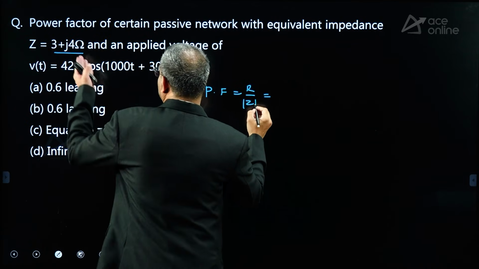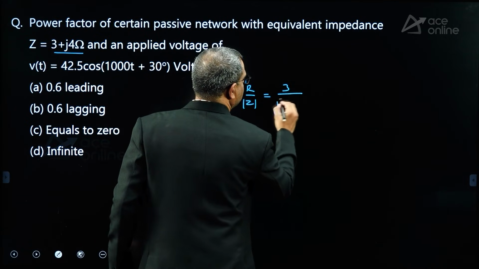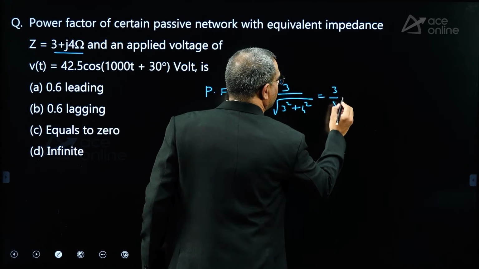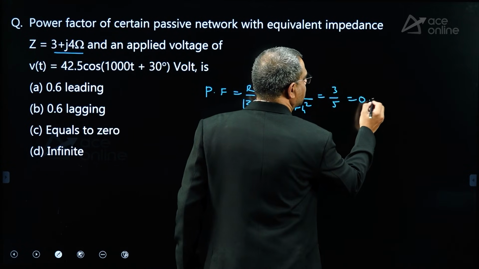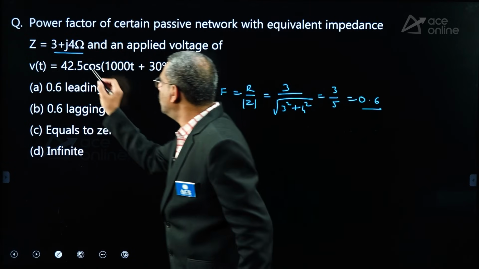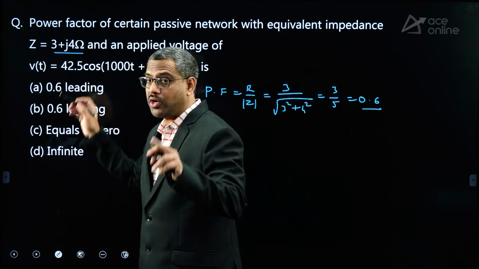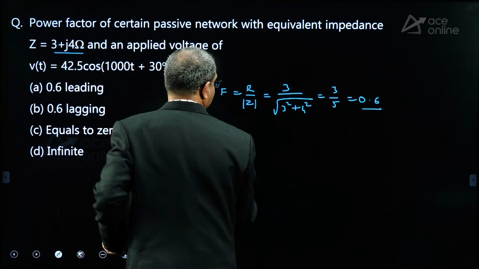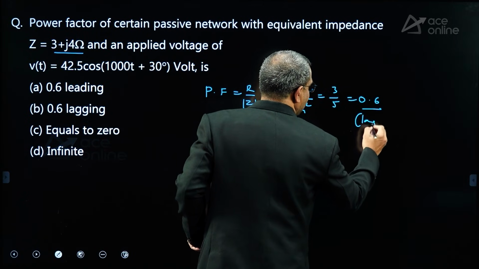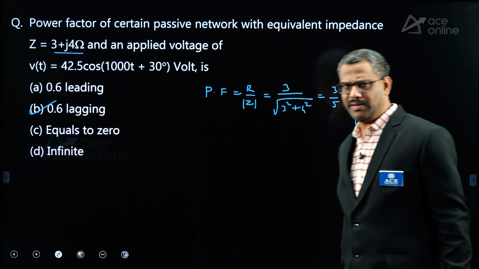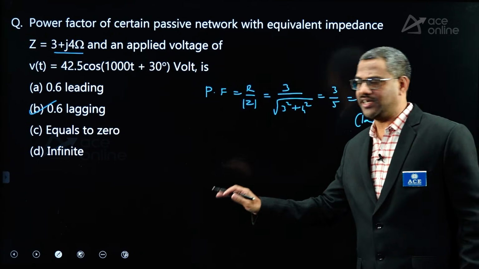What is resistance here? 3. But what is impedance? Root of 3 square plus 4 square, root 25, 5. So 3 by 5, which is 0.6. But leading or lagging? Now see, reactance positive means inductive, and power factor is lagging. So the answer is 0.6 lagging, option B. Simple. The impedance triangle is faster in this case.